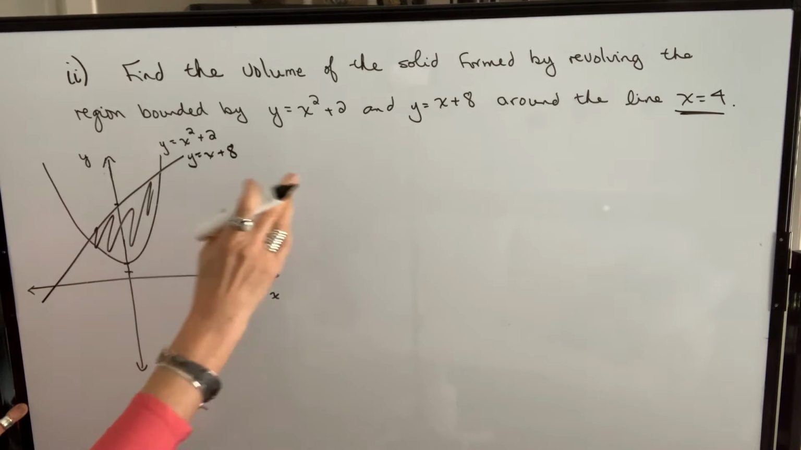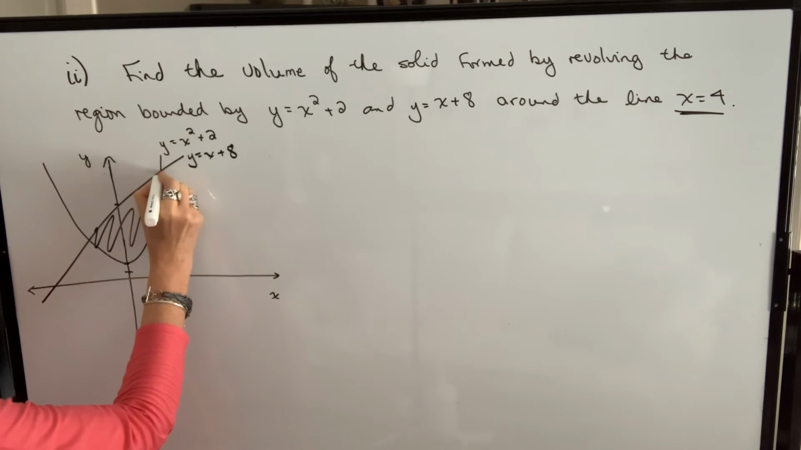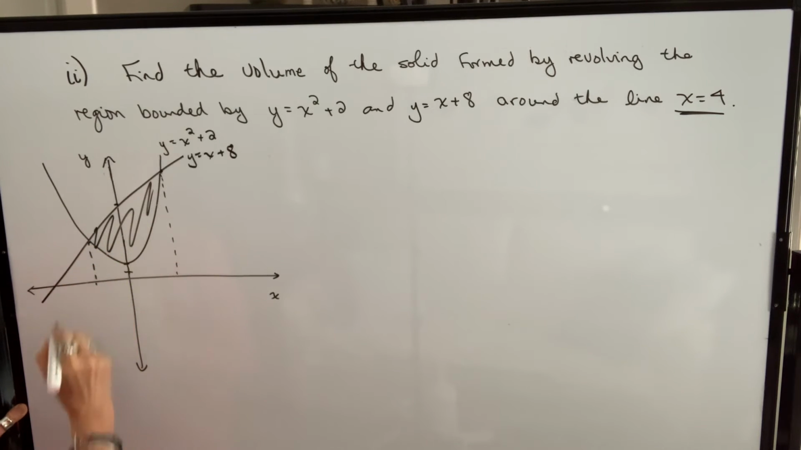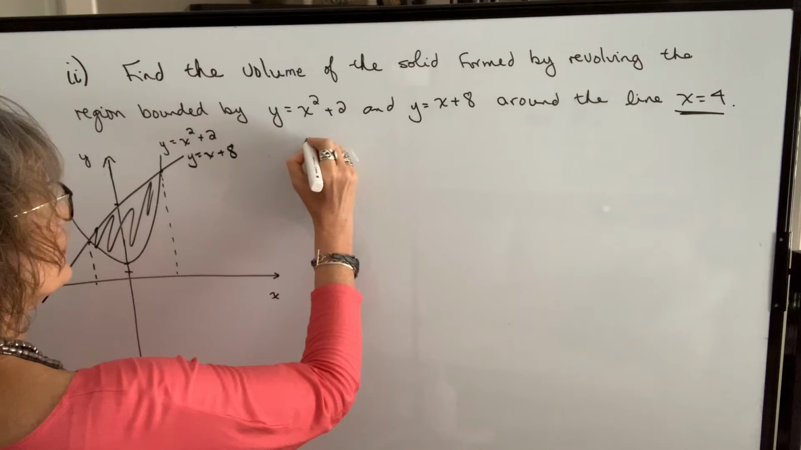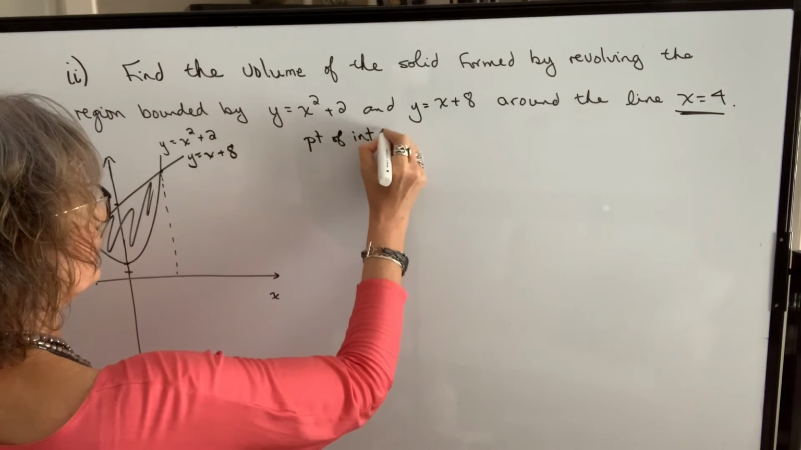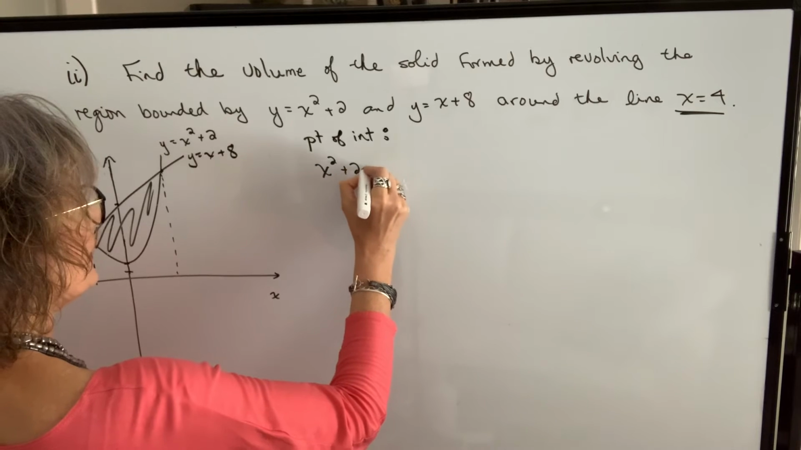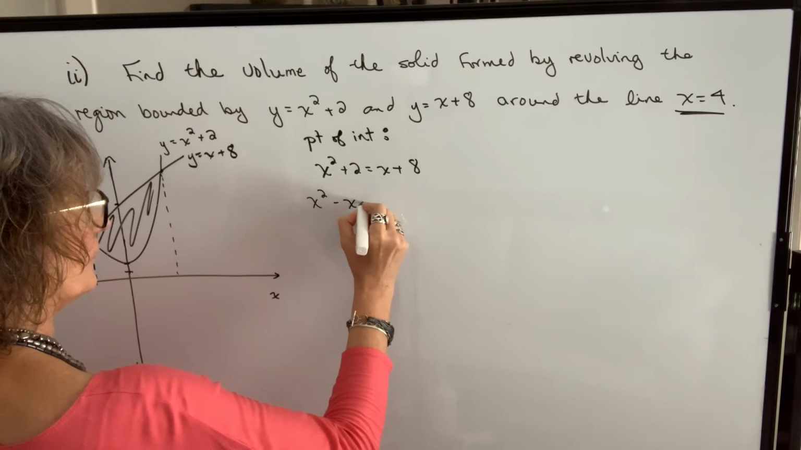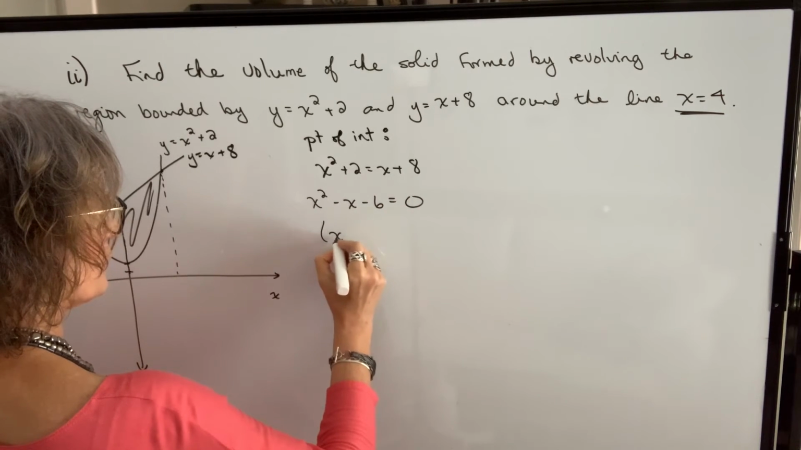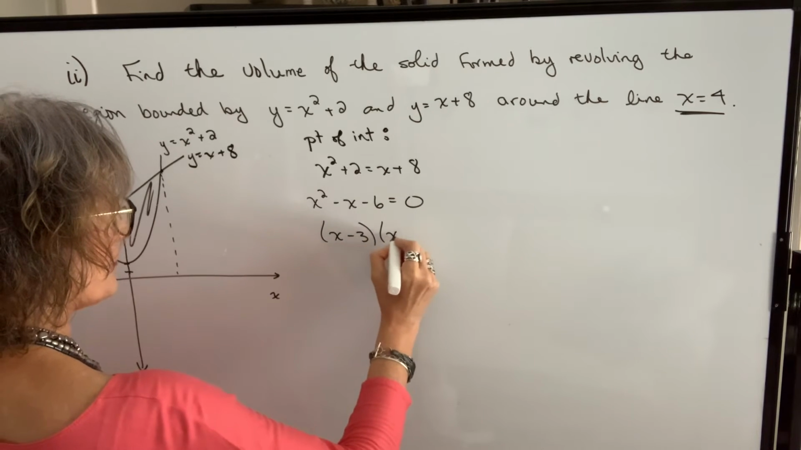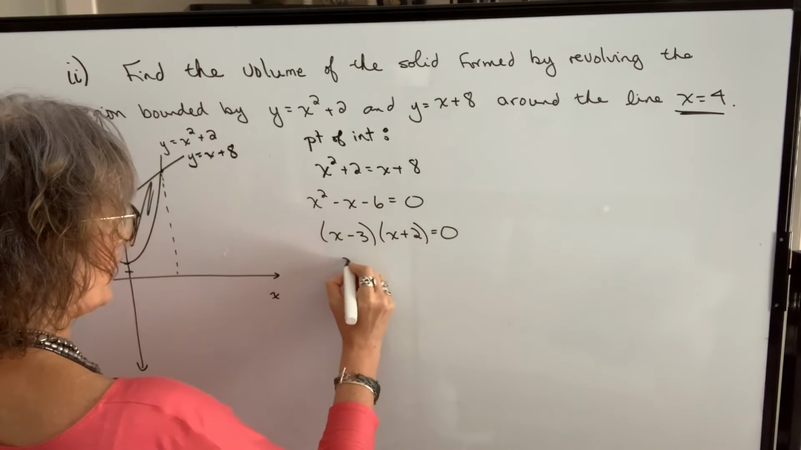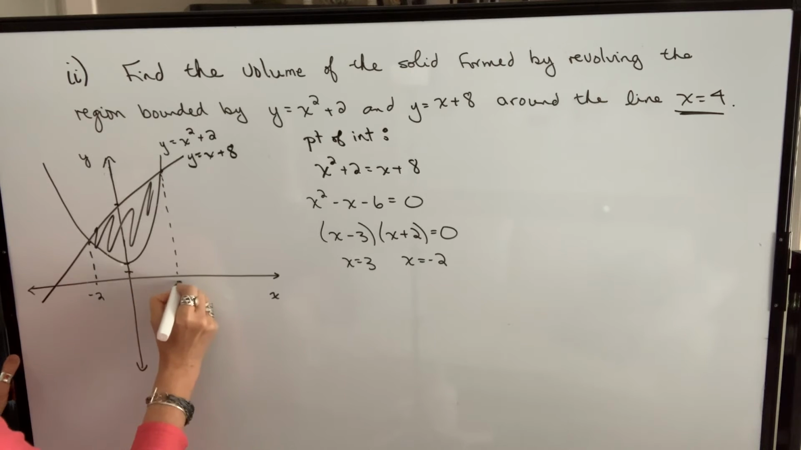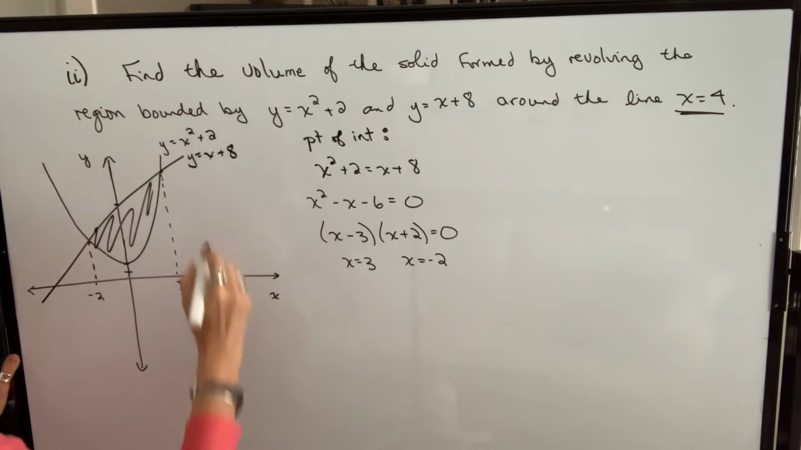Now before I draw the line x equals 4, I want to know what this point is, because I want to know whether 4 is outside of that or not. So let's find our points of intersection before I draw the line we're rotating around. So points of intersection will be when x squared plus 2 is equal to x plus 8. Move everything over so it's equal to 0. We can factor, so our factors will be x minus 3 and x plus 2. So x equals 3 and x equals -2 are my 2 points of intersection. Now I know my line x equals 4 is outside that.